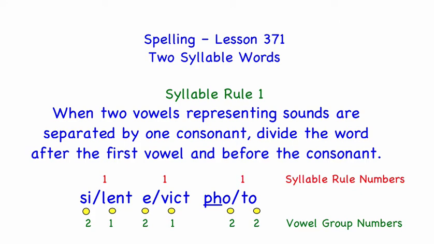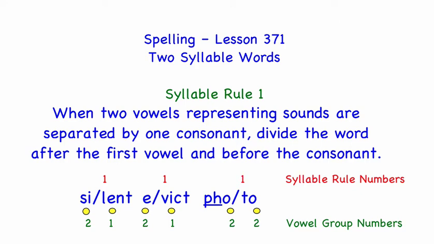word. So let's look at the first word, silent. In silent, we have 2 vowel sounds, I and E. Notice between the I and the E there is 1 consonant letter, L. According to Syllable Rule 1, when you have 2 vowels, and between those 2 vowels you have 1 consonant, you divide the word into syllables after the first vowel and before the consonant. And the slash line you see there is the syllable division line.